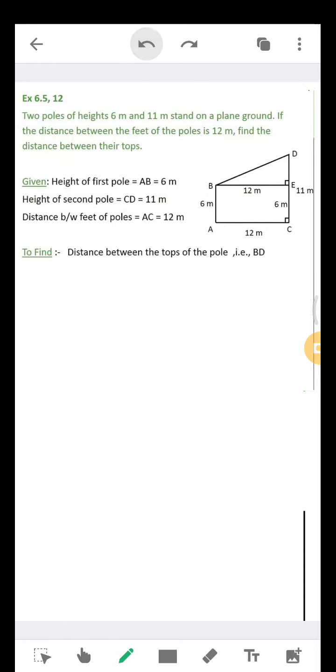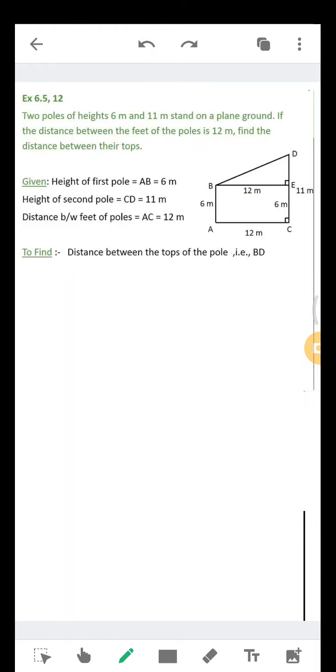This is a simple trigonometry question, I can say. You'll find this type of question in trigonometry also, with the name heights and distances or applications of trigonometry. So we are using the basics of trigonometry here. The distance between the feet of the poles is 12 meters. These are the poles and these are the feet.